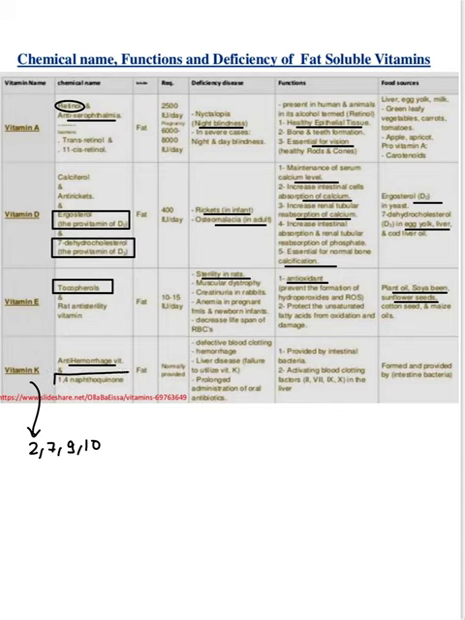And this vitamin K composition is 1,4 naphthoquinone. If it is deficient, there may be defective blood clotting, which will lead to hemorrhage. Liver disease will also cause failure of vitamin K function, because gamma carboxylation of glutamic acid won't happen. This activates the clotting factors 2, 7, 9, 10, and vitamin K is produced by the intestinal bacteria. This is important.